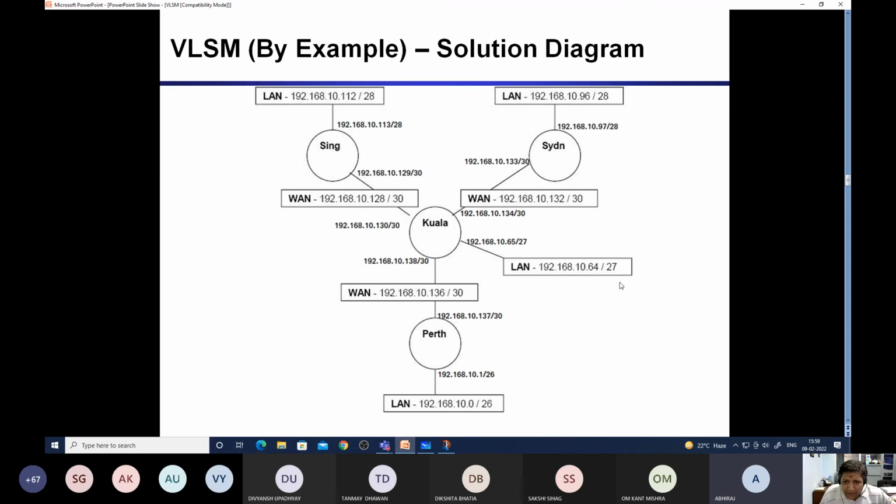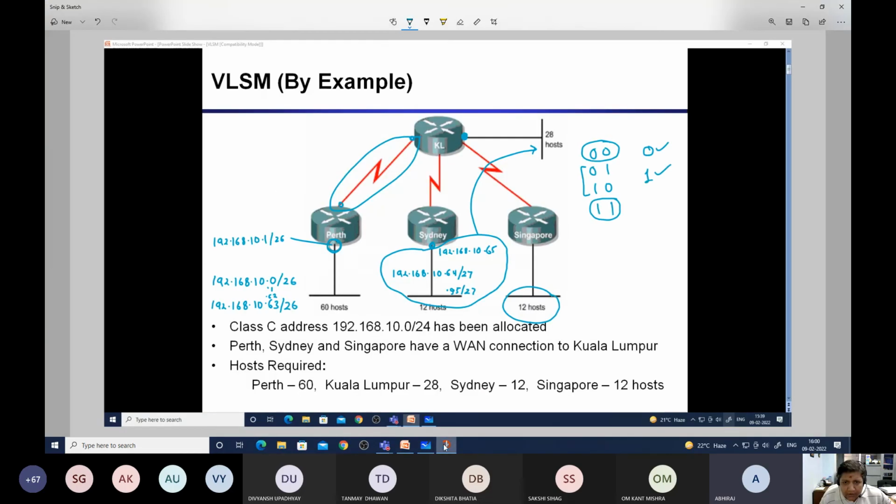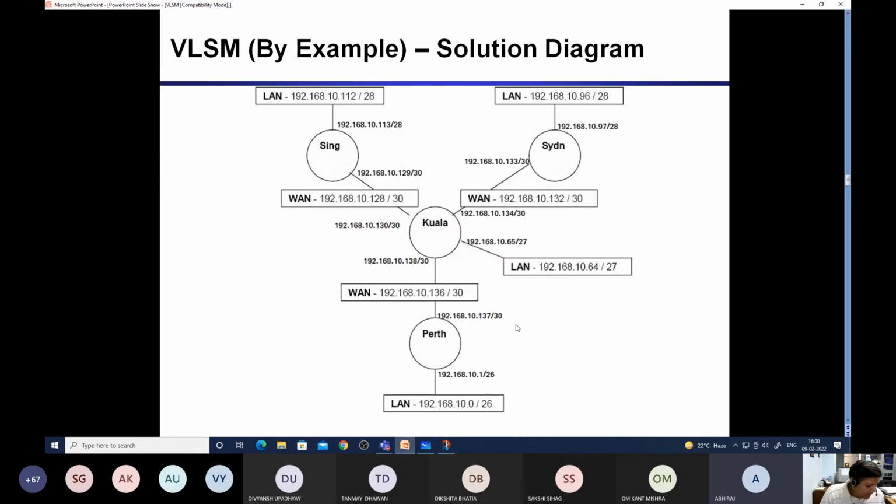So you are not required to know where this 10.64 is. You are just required that to reach 10.64, which next hop I should throw the packet. Which next hop I should throw the packet. So if you want to reach this LAN from Perth, obviously you need to go through Kuala Lumpur. Means you need to somehow throw this packet to this interface. Let me show you the snip of this particular slide and then it will be clear.